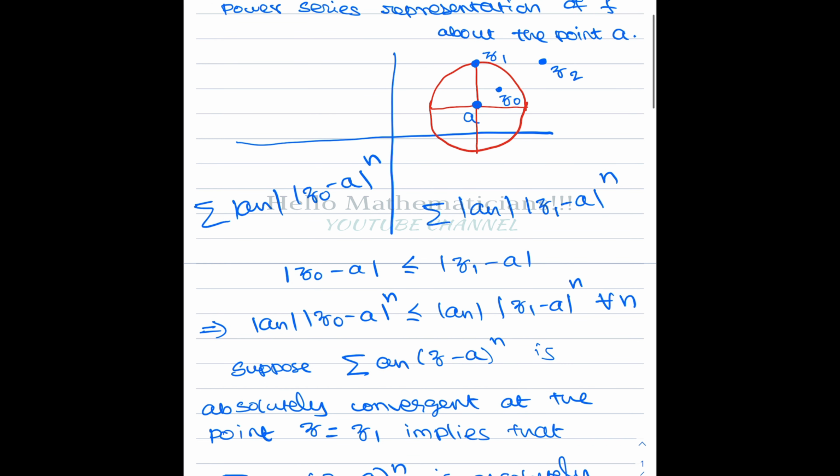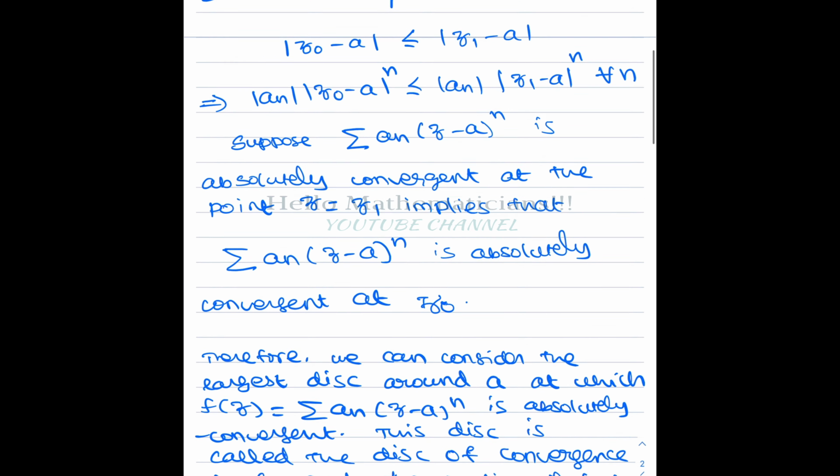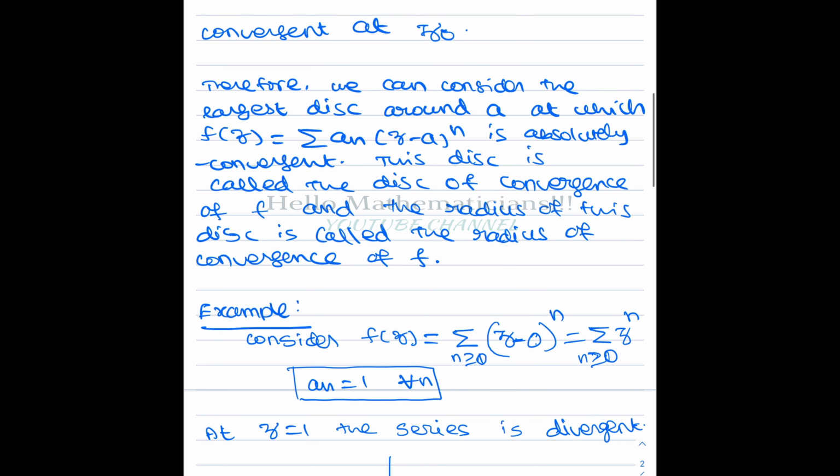So now at this point if it is convergent, then inside it is always convergent. So what you can do, you can look at the largest possible disk where this power series is convergent, and you want to find the radius of that disk. That radius is what is called the radius of convergence. We'll see some examples.